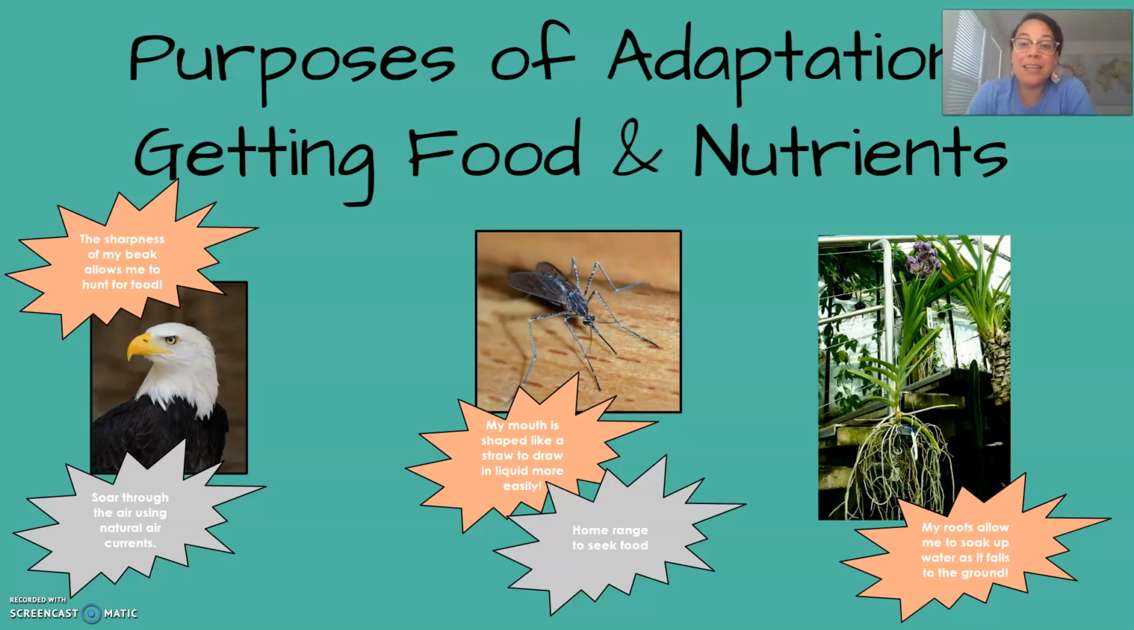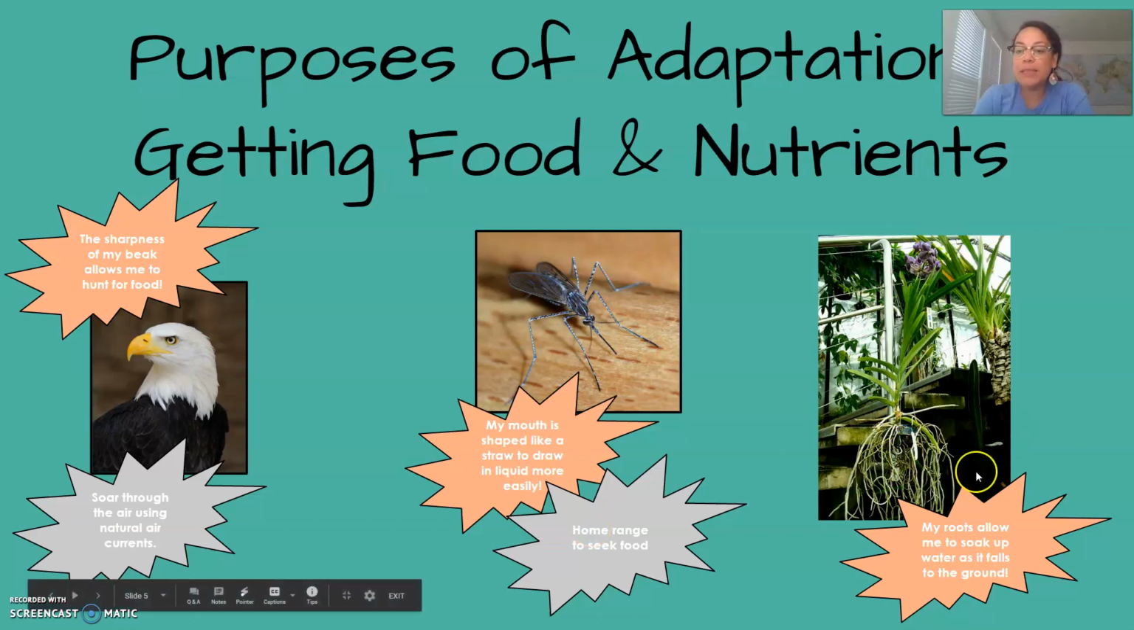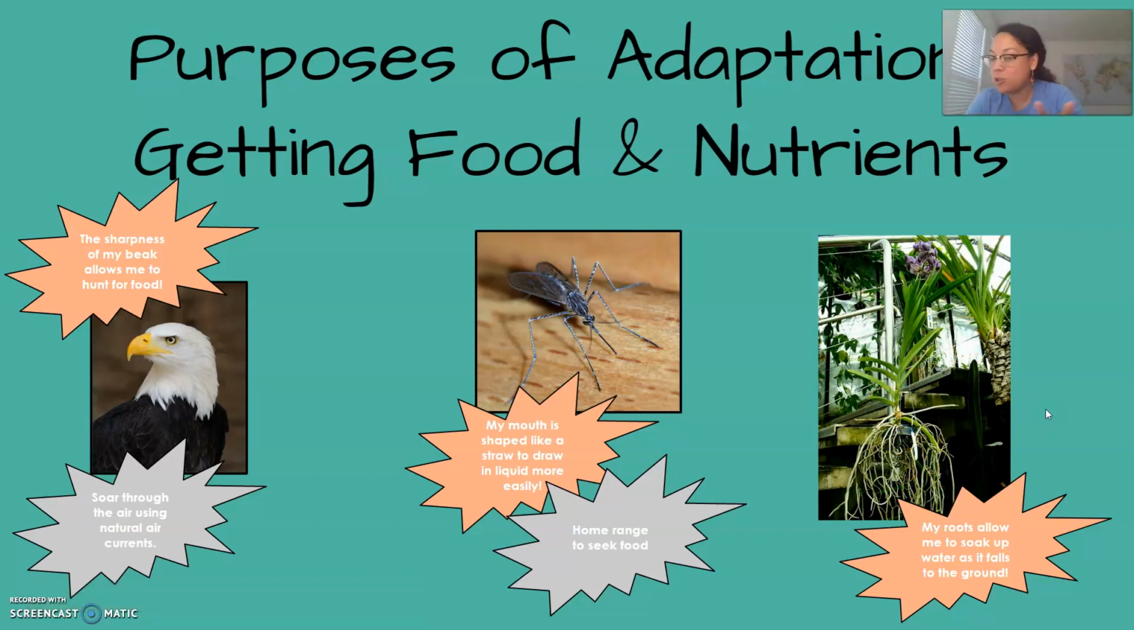And some mosquitoes like to stay close to their home. Within like a kilometer they'll hunt, whereas other mosquitoes will fly up to 40 kilometers away to try to get prey. And now let's look at a plant. We know that the roots, they grow deep or they grow shallow depending on where the rainwater will be, and it helps them soak up those nutrients.